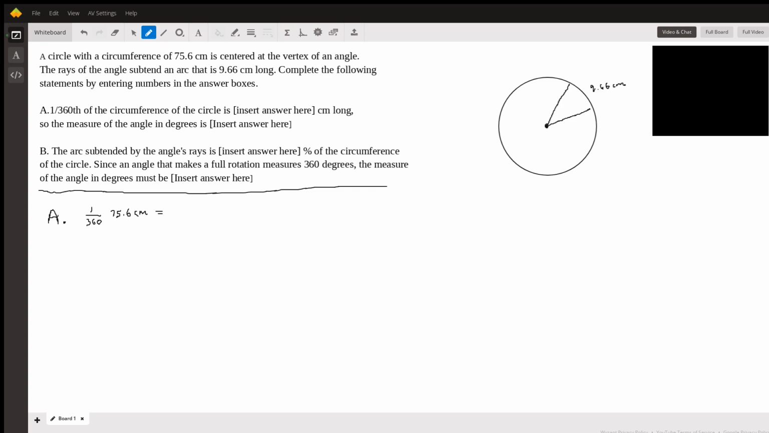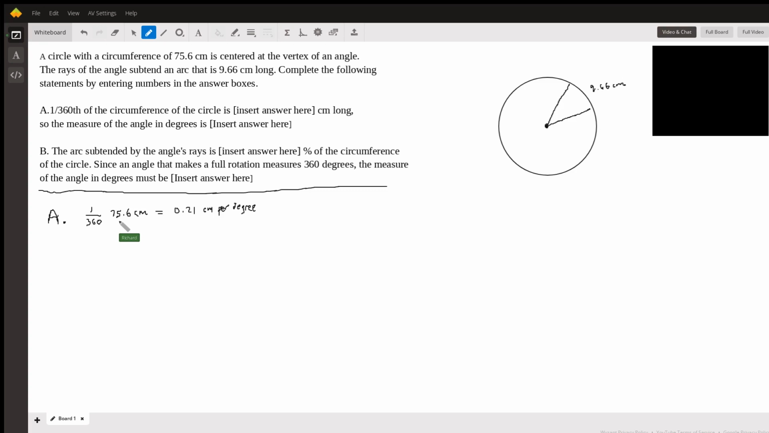75.6 divided by 360. So that's 0.21 centimeters per degree. 1/360th of the circle is 1 degree of the circle. So you can think of it as centimeters per degree. And so that's this answer here. It goes right here, up here. And then they want the measure of the angle.